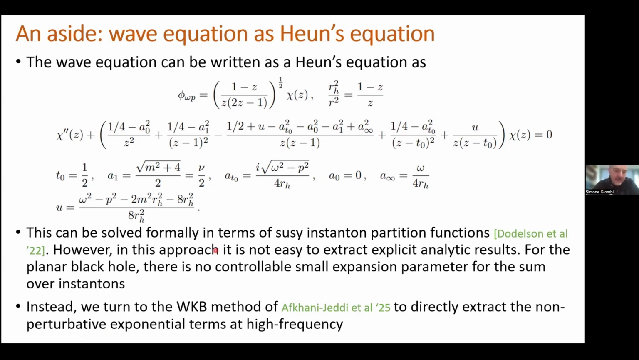And in any case, even if there was, it's very hard to extract explicit analytic answers from that supersymmetric instanton sum, especially at large frequencies. So we will not use this method, but I just wanted to mention it as an aside, and we will instead turn to the WKB method of Caneggiari et al. to extract the high frequency behavior.